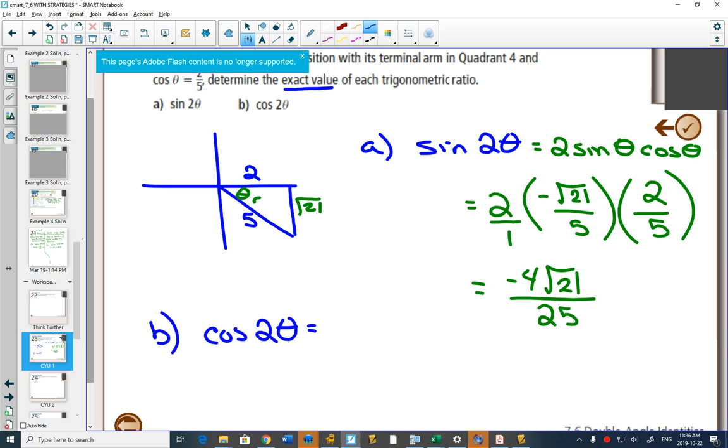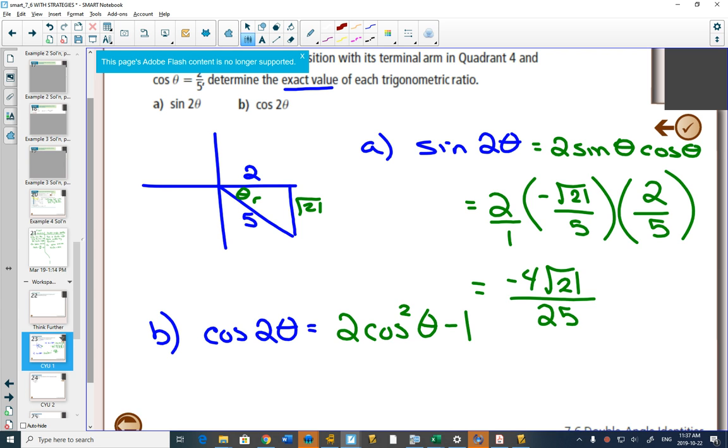Well, for cos 2 theta, we have 3 formulas on our formula sheet. And we can choose any one of the 3. Sometimes there's one that's better than the other. Sometimes they're all equal. In this one, they're mostly all equal. If I had to pick the best one for this case, I would choose this one.